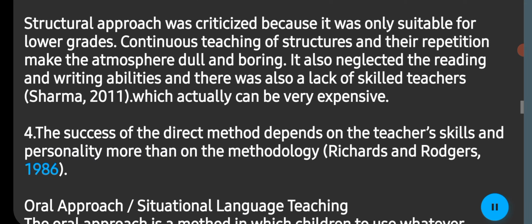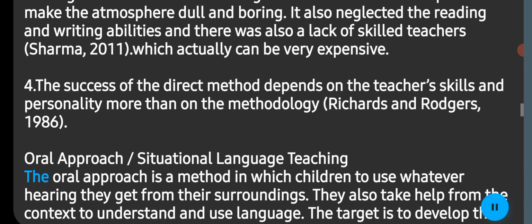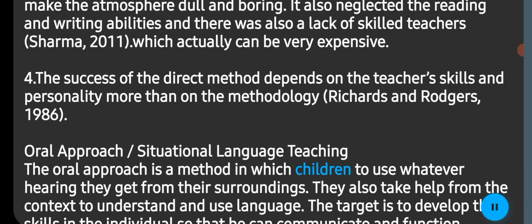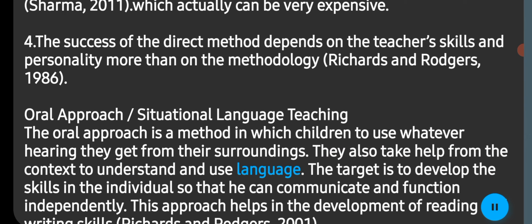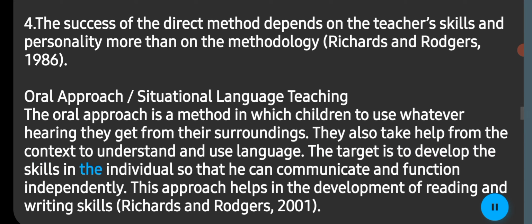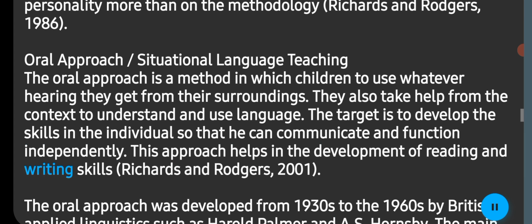Richards and Rodgers, 1986. Oral approach, situational language teaching. The oral approach is a method in which children use whatever hearing they get from their surroundings. They also take help from the context to understand and use language. The target is to develop the skills in the individual so that he can communicate and function independently. This approach helps in the development of reading and writing skills.